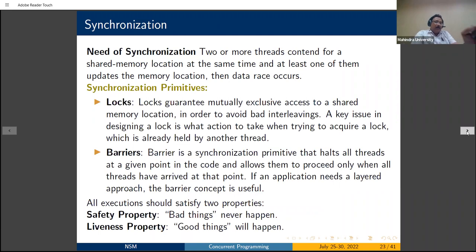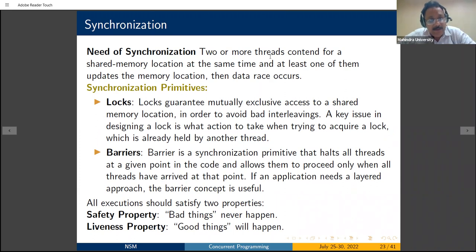What are the problems with concurrent threads? Suppose we consider two or more threads contending for a shared memory location at the same time, and at least one of them updates the memory location, then we face a problem that is data race. I would like to explain this data race problem by considering a very simple example. What is the data race problem?